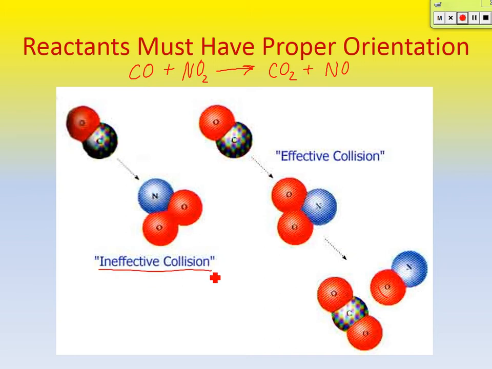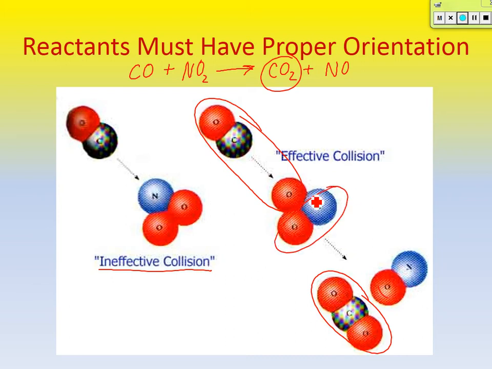It's called an ineffective collision. What's going to happen is that they're just going to hit and bounce off of each other. There's no reaction. If you look at one of our products here, it's CO2. CO2 is right here. So notice what happens when this carbon collides with an oxygen. Then it kind of just steals that oxygen and forms a new bond. And this nitrogen monoxide is left by itself, so that's what becomes right there. So orientation does matter. They've got to hit with correct orientation as well.